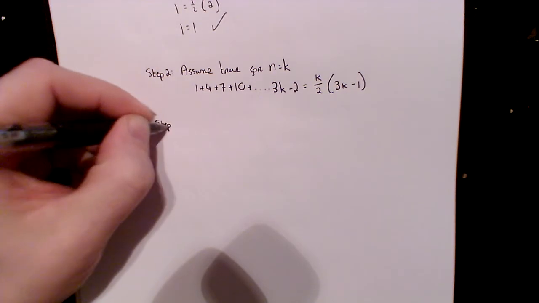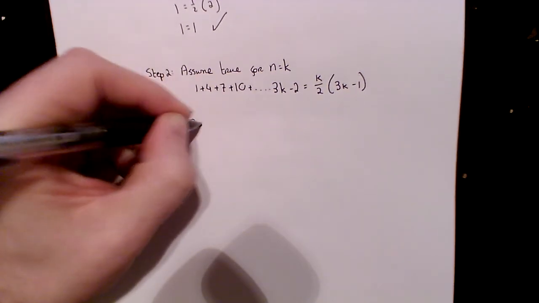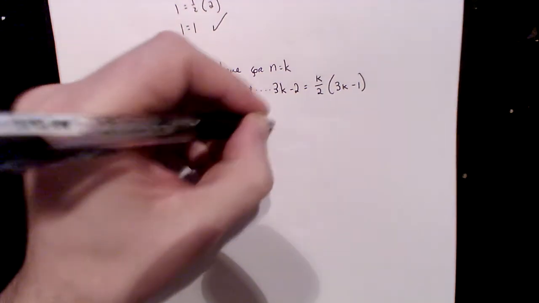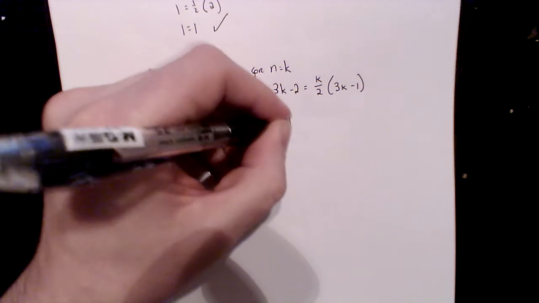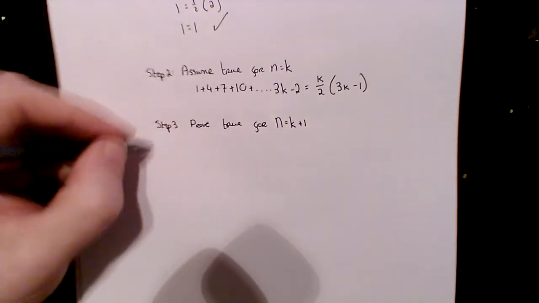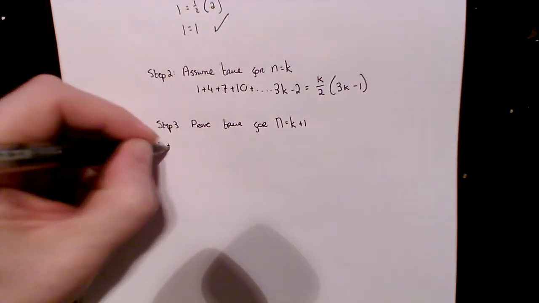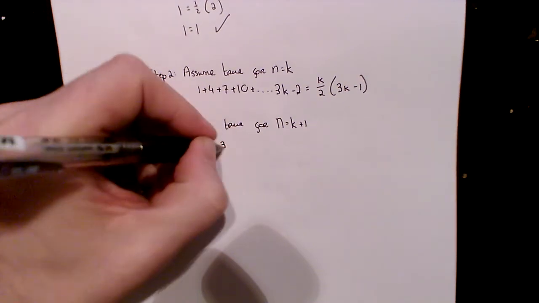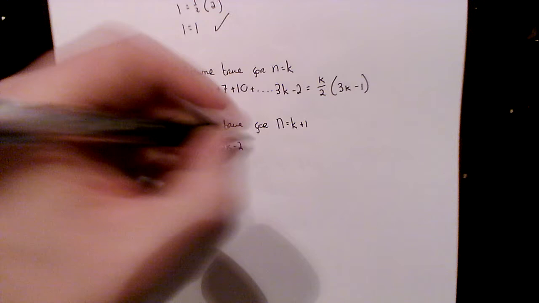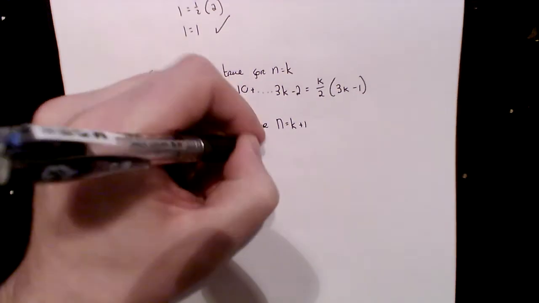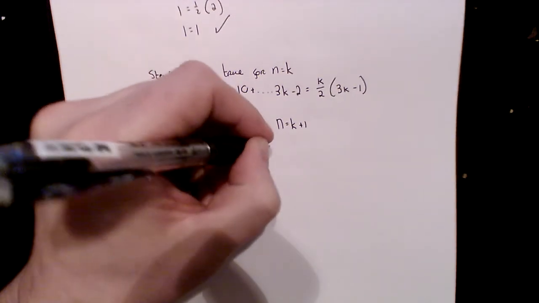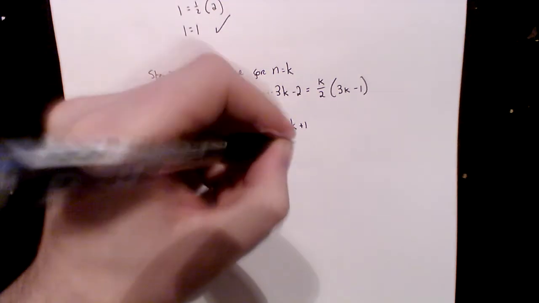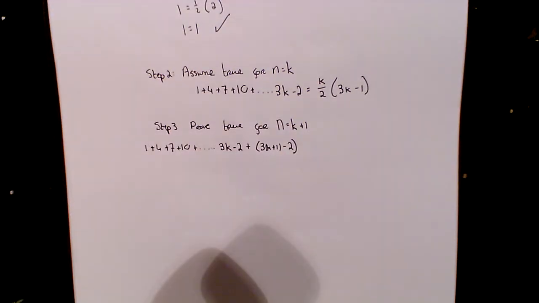So step 3, prove true for n equals k plus 1. Okay, so again, 1 plus 4 plus 7 plus 10 plus all the way up to 3k minus 2, plus 3(k plus 1) minus 2. Okay, and again I'm just drawing it out in brackets.